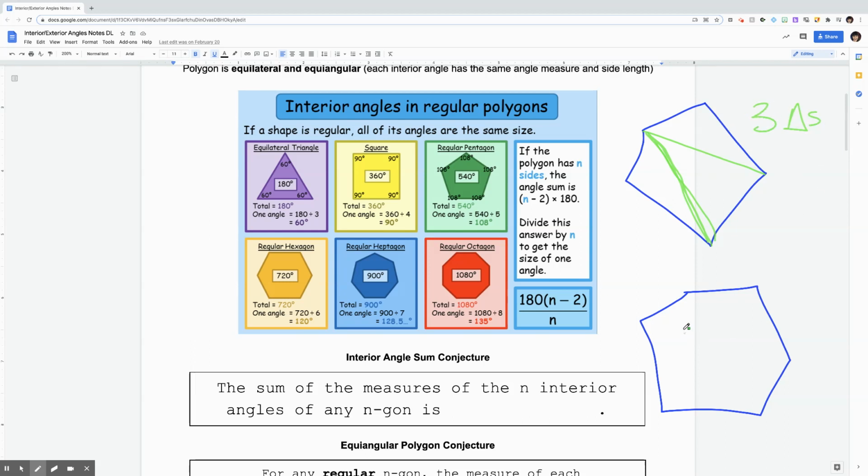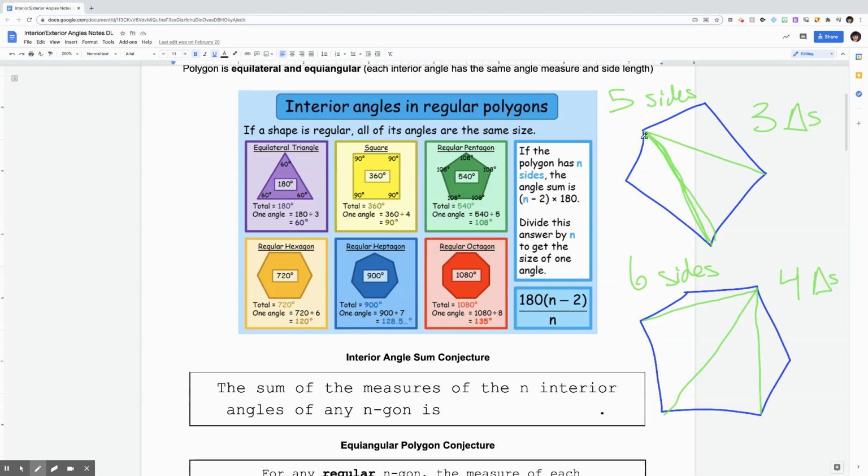In my 6-sided shape, I can do something very similar. So I can draw a line here, I can draw a line here, and I can draw a line here. So there's 4 triangles in this shape. 6 sides in this shape. There's 5 sides in this shape.